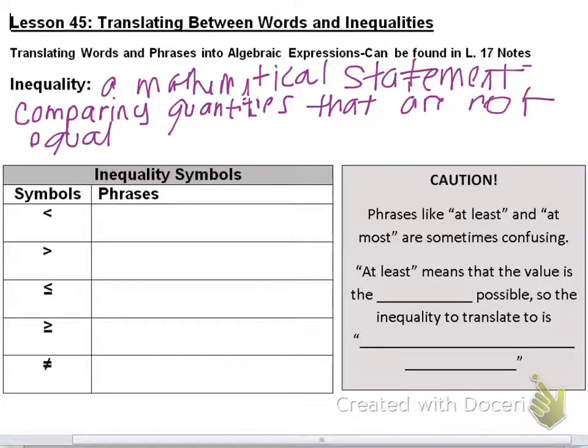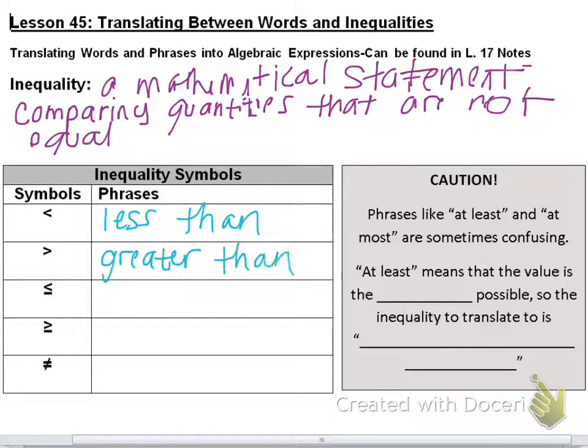Okay, so obviously the inequality symbols are listed below. I want you to write into your notes what the phrases are that go with each of those symbols. So the first one is a less than symbol. So whatever quantity is on the left is going to be less than whatever the quantity on the right. And the next one is a greater than. So the opposite, the quantity on the left is greater than the quantity on the right. And you read it just like a sentence from left to right.